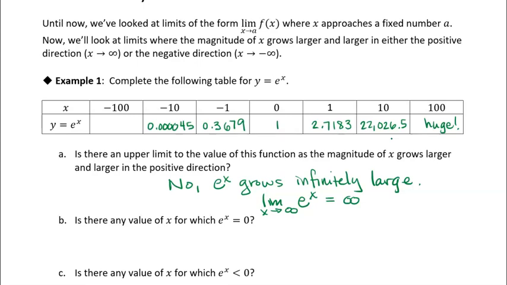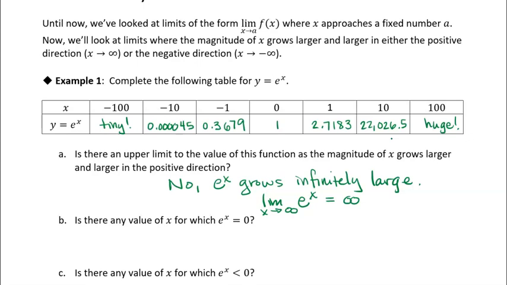Now, if I put in a negative 100, it's so small I can't write it. It's in scientific notation. I'm just going to write tiny. So it's practically 0. So is there any value of x for which e to the x is 0, right? Now, if you're raising e to some power, it's always going to be positive, because e is a positive number. It's 2.7183, blah, blah, blah, right? So we raise it to any power.